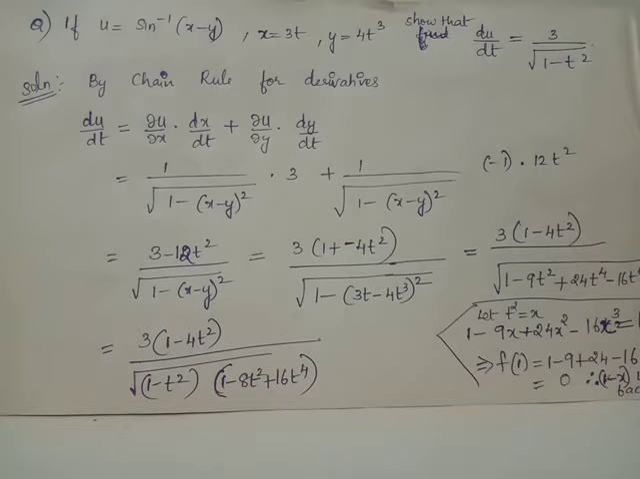Here we can make use of the chain rule for derivatives. We have the total derivative du by dt equals dou u by dou x into dx by dt plus dou u by dou y into dy by dt.